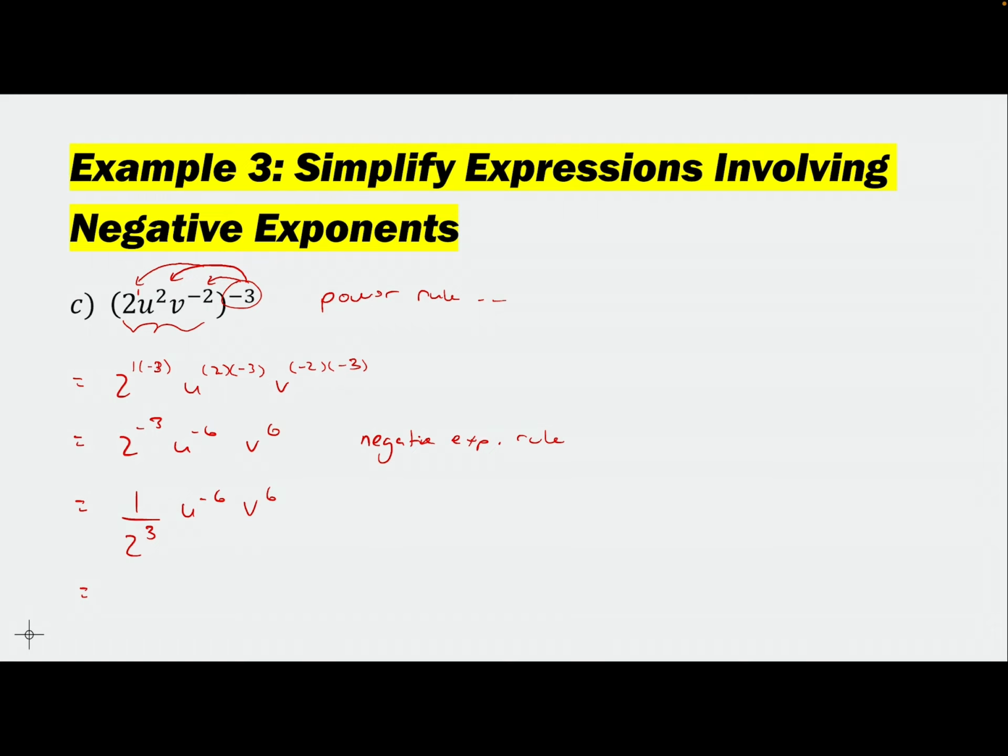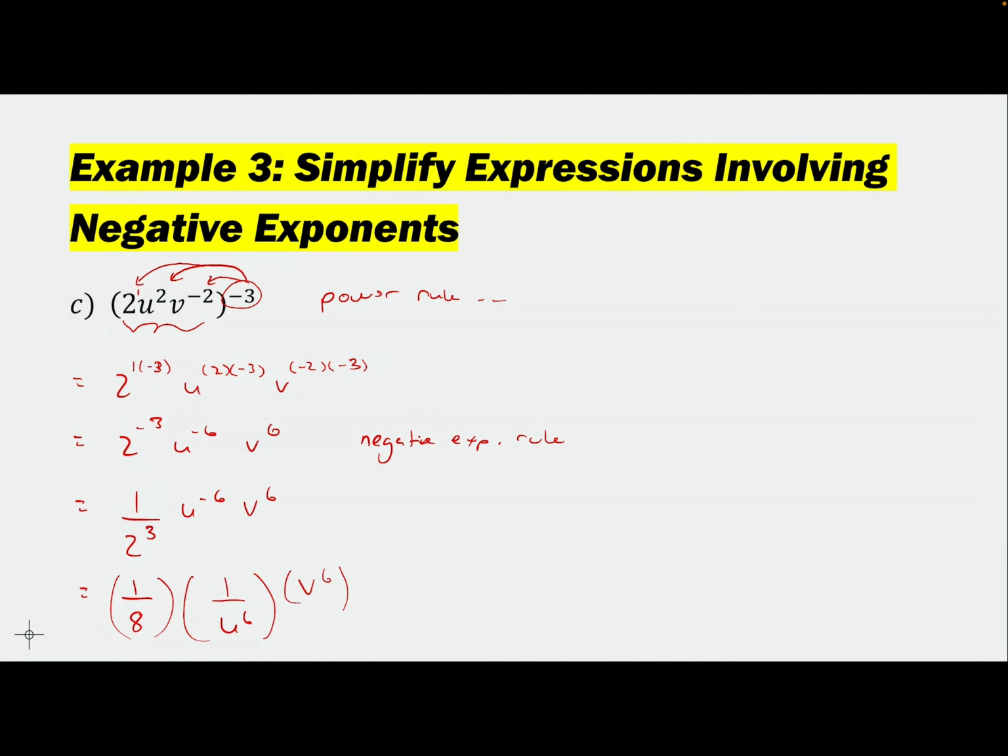All right, so because of that negative exponent on u, I should actually rewrite that as 1 over u to the 6. So we actually have 1 over 8, because 2 cubed is 8. And then I have times, I could write it like this, 1 over 8 times 1 over u to the 6. So I apply the negative exponent rule again, rewrite u to the -6 as u to the +6. And then I have v to the 6 again over here.